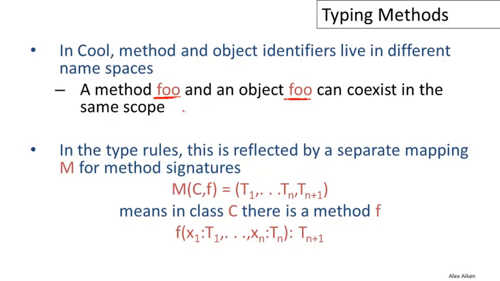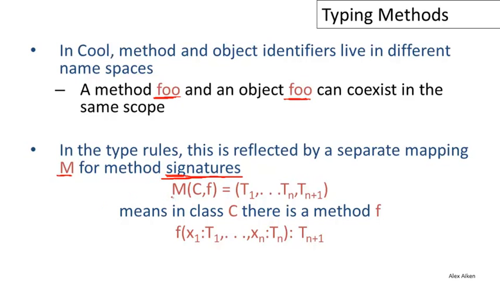But what this means, in effect, is that there are two different environments in COOL, one for objects and one for methods. And so in the type rules, this is going to be reflected by having a separate mapping, a separate method environment that's going to record the signature of each of the methods. A signature, which is a standard name that you'll probably hear used in other contexts, is just a function's input and output types.